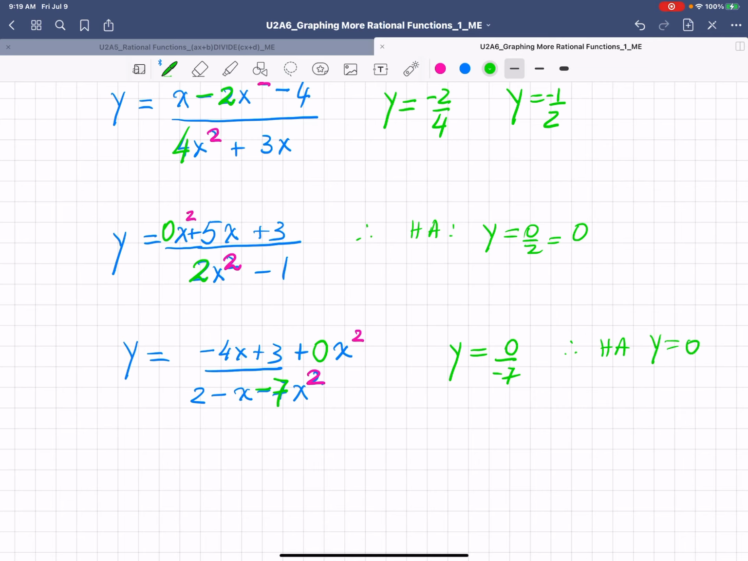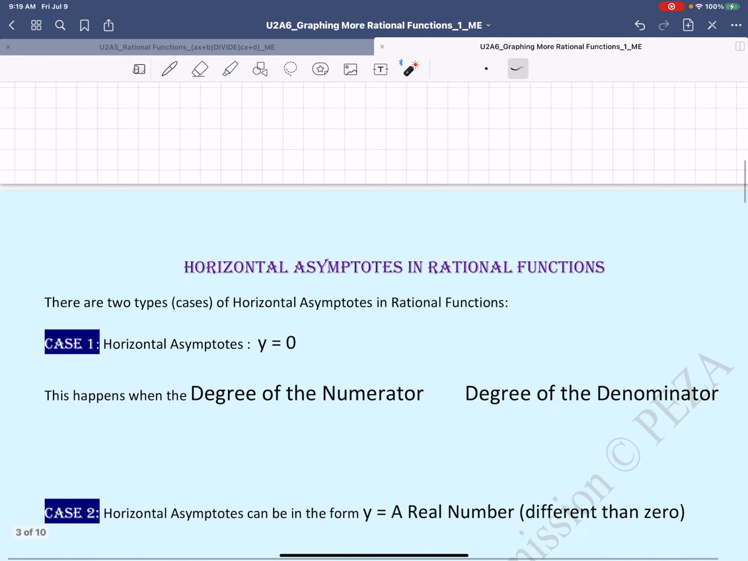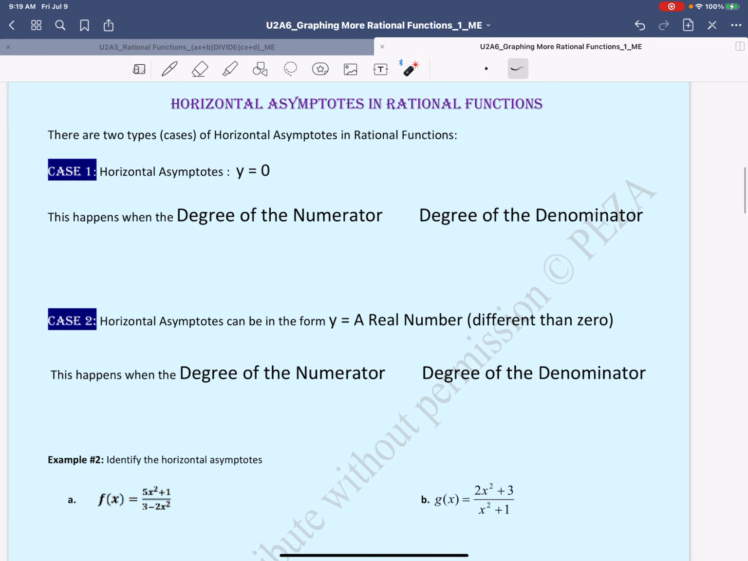So as you can see, whenever we are missing an x squared term, so whenever we have a linear in the numerator, in other words, and a quadratic in the denominator, then the horizontal asymptote will always end up being y equals 0, something that is worth noting and remembering. So let's take a look at some more examples.